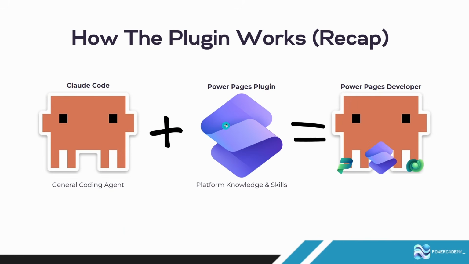So getting into how the plugin works again. So we've got our general coding agent, whether that's Claude Code or GitHub Copilot, and utilizing the models that are on there. Then we've got the Power Pages plugin, which is what we're previewing today. And this gives the coding agent platform knowledge and the skills necessary to become, in this case, a Power Pages developer. So it's got context of Dataverse, it's got context of the existing tables, it knows how to build a site end-to-end, how to authenticate, and it really breaks down that pro code wall that was existing for Power Pages and gives you the capability to build full sites just with natural language.